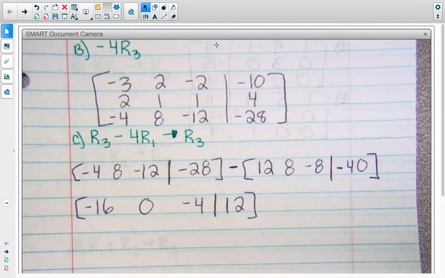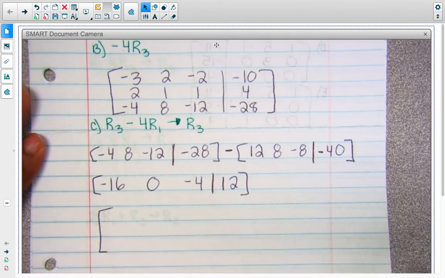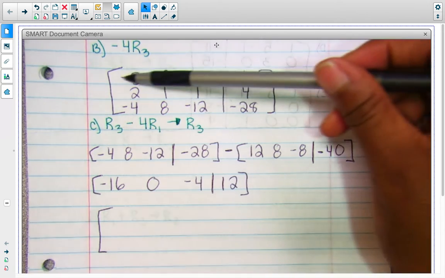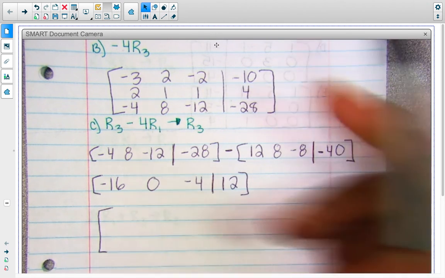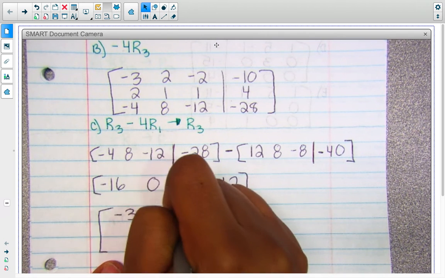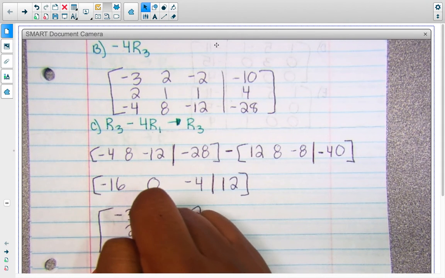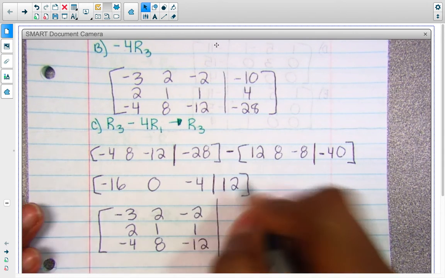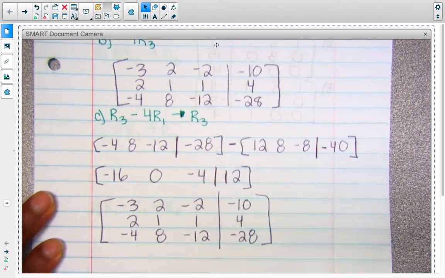Now I take these numbers and I put them back into my matrix. So my final matrix, I have done nothing at all with row 1 or row 2. So I did nothing with row 1. I did nothing with row 2. So I just bring it down. So this is part B, just so you'll have that.